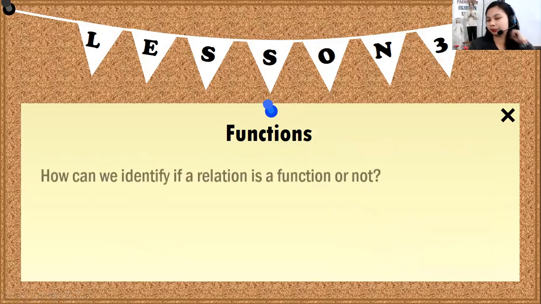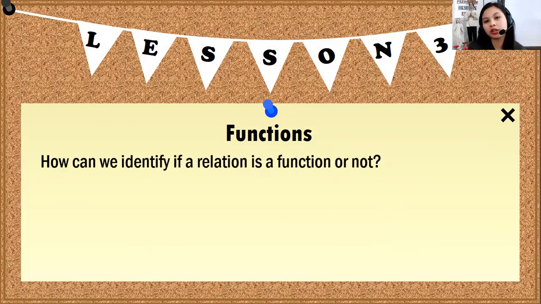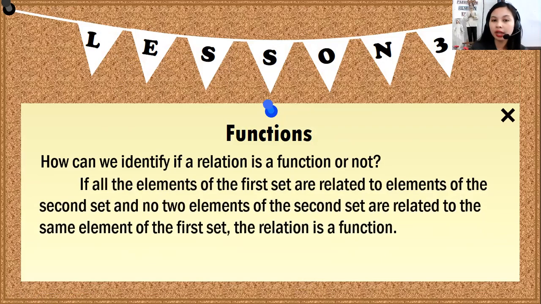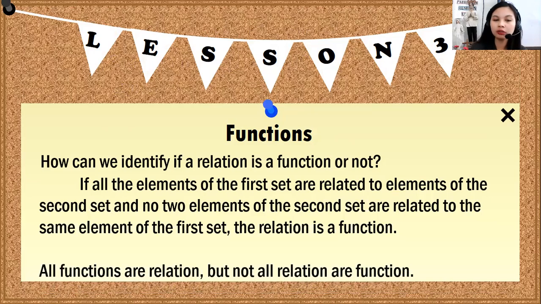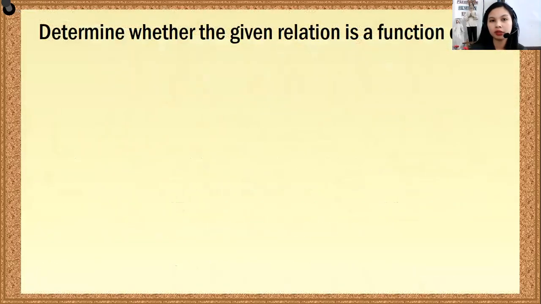So, dito, how can we identify if a relation is a function or not? So if the elements of the first set are related to the elements of the second set and no two elements of the second set are related to the same element of the first set, the relation is a function. Okay? Ayan. So all functions are relation, but not all relation are function. Okay? Yan po, tandaan po iyan. So, let's have an example. So, determine whether the given relation is a function or not.